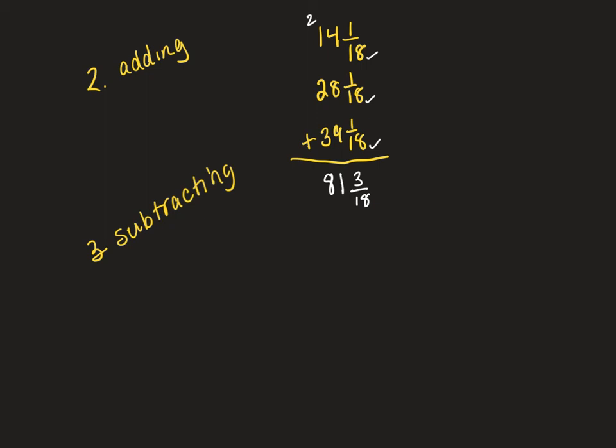Now, 3/18. Is that reduced? Is that in simplest form? No. We have to find the greatest common factor, which would be 3. So 3 divided by 3, 18 divided by 3 equals 1/6. Now, be very careful when writing your answer. Your new answer will be 81 1/6, because this is just part of the answer and this is just part of the answer. You have to put them together.